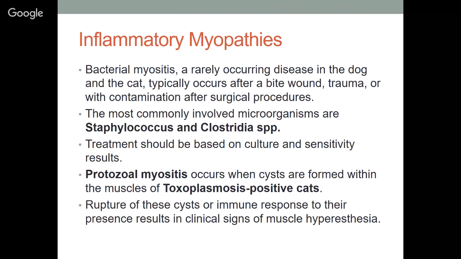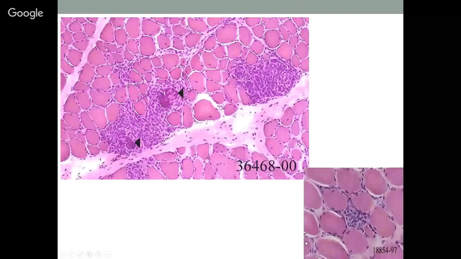We could get a protozoal myositis if we have cysts. Protozoa are very small one-celled parasites, and if they form cysts within the muscles of toxoplasmosis positive cats, we'll get a protozoal myositis. Rupture of those cysts or an immune response to their presence will result in muscle hyperesthesia. I mean, they're very, very painful.